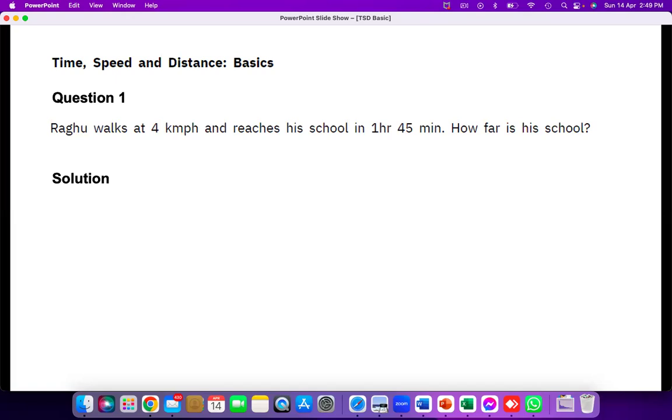Okay, now try this question. Raghu walks at 4 km per hour and reaches his school in 1 hour 45 minutes. How far in kilometers is his school? 7 kilometers.